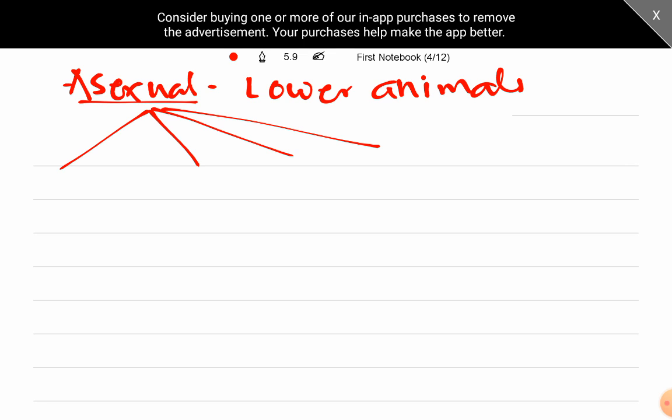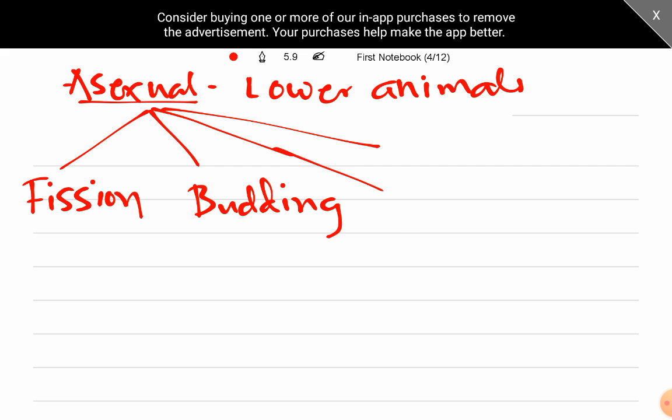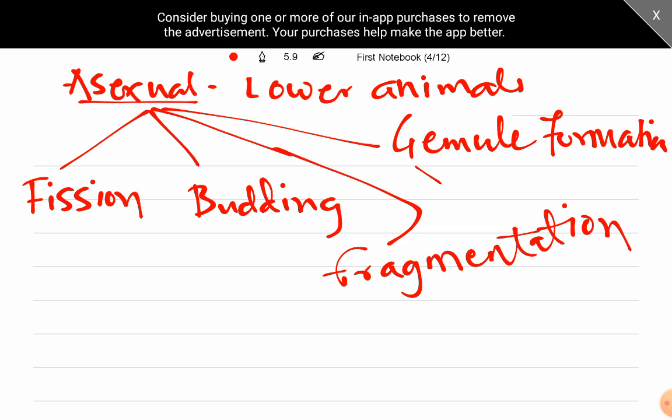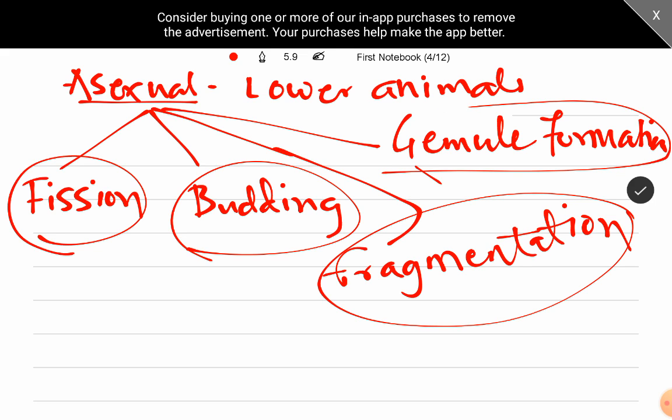Which are those? The first one is fission. The second one is budding. Third one is fragmentation. And the last one is gemmule formation. So what is the first one? Fission, budding, fragmentation and gemmule formation. These are the 4 different types. By following these types, different animals reproduce in a different manner, but all are under the asexual mode of reproduction.